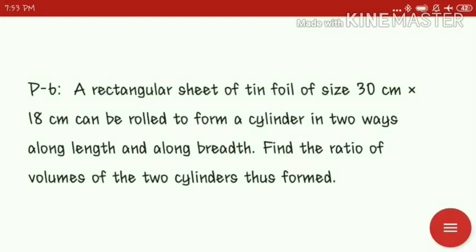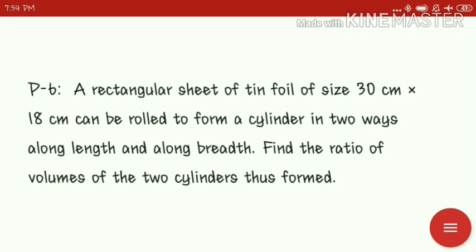Again, a rectangular sheet of tin foil of size 30 centimeter by 18 centimeter can be rolled to form a cylinder in two ways. In the first question that I have said, the rectangular sheet is going to convert a cylinder by keeping a particular height. I have mentioned in there. But here we can make the cylinder in two ways. One by taking the height along the length, and one by taking the height along the breadth.